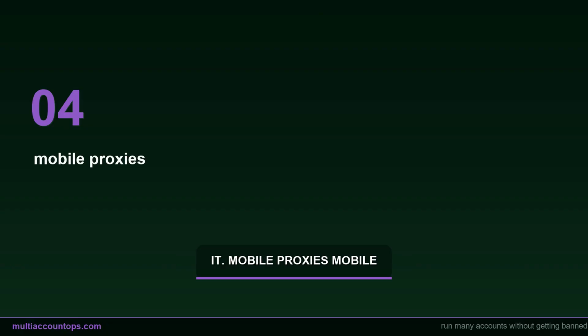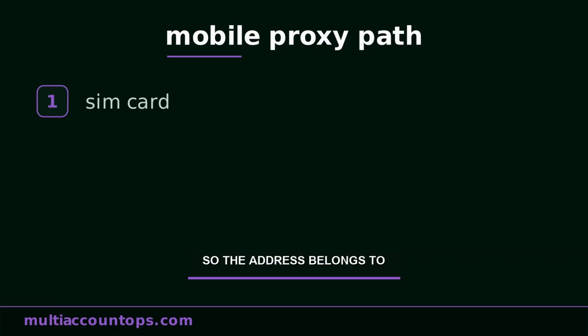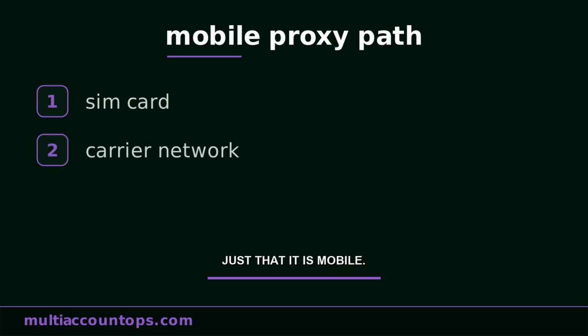Mobile proxies are the top of the tree for account work. These route through real mobile carrier connections, actual SIM cards on a phone network. So the address belongs to a mobile carrier, the same way your phone's data connection does. The magic is not just that it is mobile.